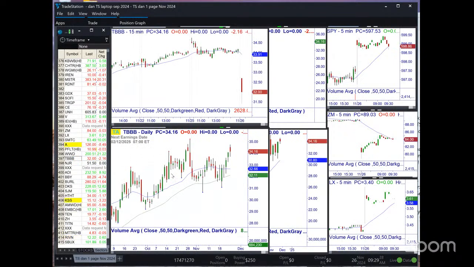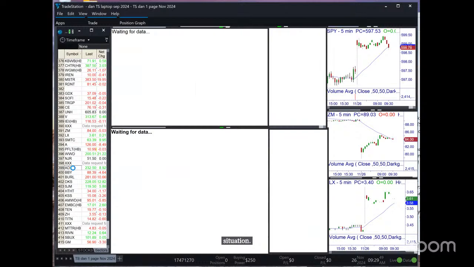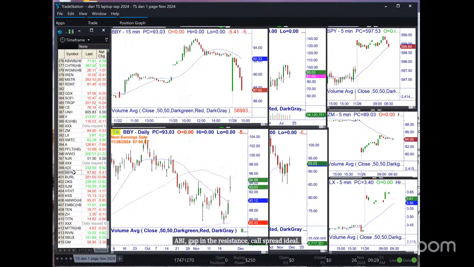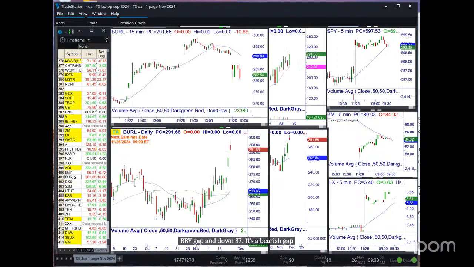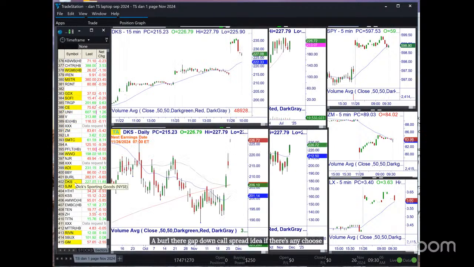These were some earnings pre-market, 32, no pattern. I'm talking quick here because I got less than a minute. NJR, I can't see where it's gapping, but ideally, this thing gaps up $5, and then it's another gap and crap situation. ADI, gap into resistance, call spread idea. BBY gapping down 87. It's a bearish gap. I don't know. Burl, bear gap down, call spread idea. If there's any juice, DKS, gap and crap, call spread idea.